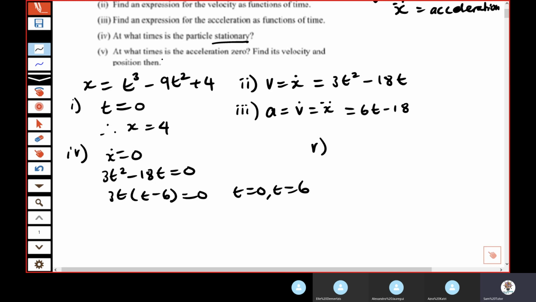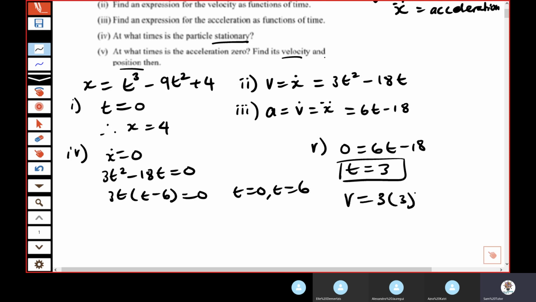Part v. At what times is the acceleration 0? When is the acceleration equal to 0? You make acceleration equal to 0, and therefore you'll get time equals positive 3. Find its velocity and position then. To find its velocity, you're just going to sub it in, and to find its position as well, you're just going to sub it in. Any questions there? Nothing too interesting.